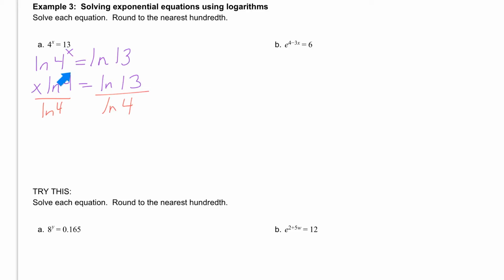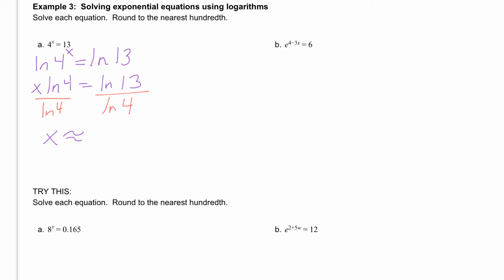On this side, the natural log of 4 will cancel out, and I'm just left with x. And then on the right-hand side, I can take the natural log of 13 and divide it by the natural log of 4, remembering to round it to the 100th spot. When you plug this into your calculator, make sure you close your parentheses after you type in the 13 and before you hit the division sign.